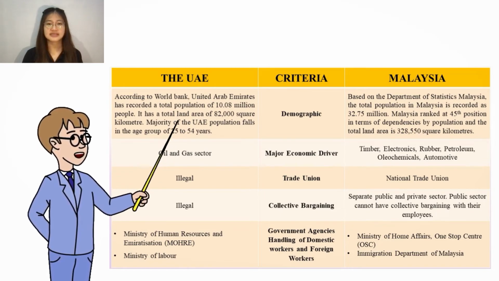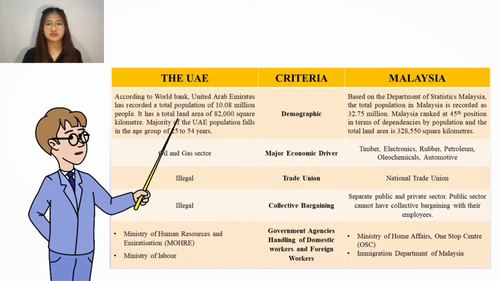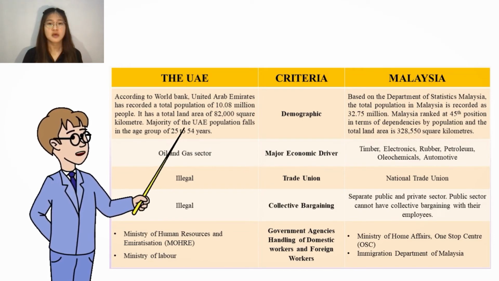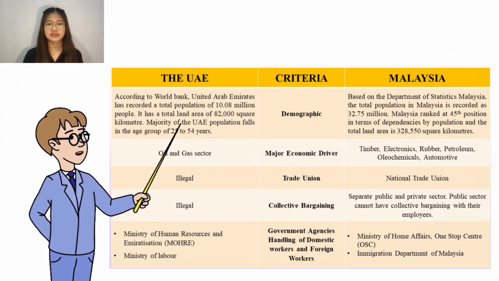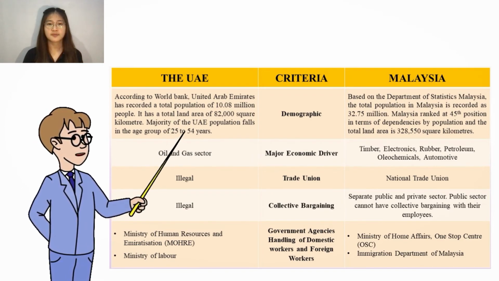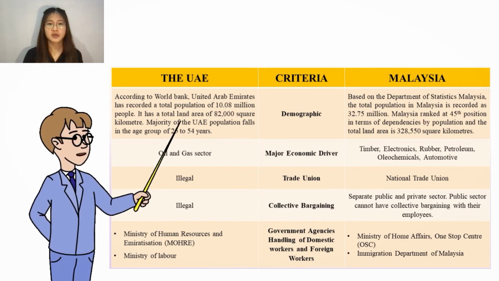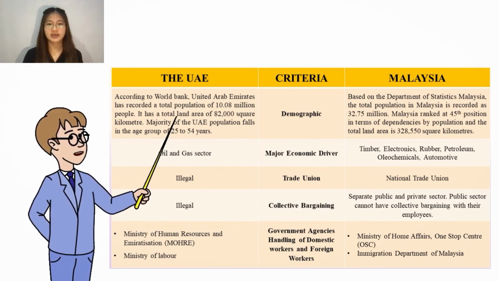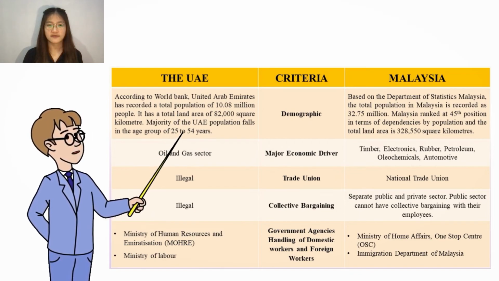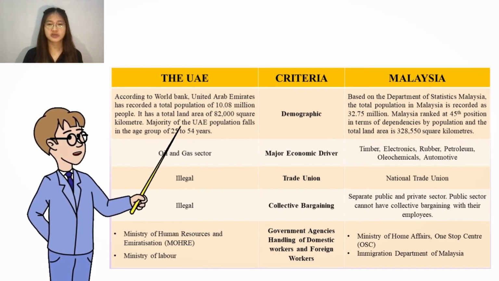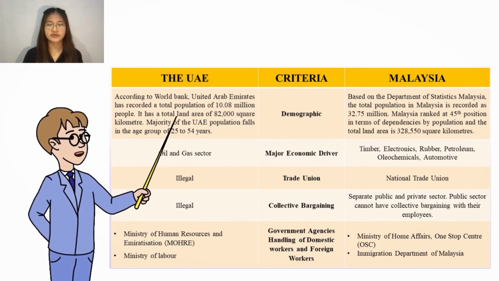Based on the Department of Statistics Malaysia, the total population in Malaysia is recorded as 32.75 million, while the total population of the UAE in 2022 is recorded as 10.08 million according to the World Bank. The major economic driver of both countries has a similarity, where both countries rely on the production of oil, gas, and petroleum. For Malaysia, petroleum is not only the major economic driver, it also includes the production of timber, electronics, rubber, and automotive. Moreover, there is a formation of national trade unions in Malaysia, but trade unions are considered illegal in the UAE. It is the same with collective bargaining.